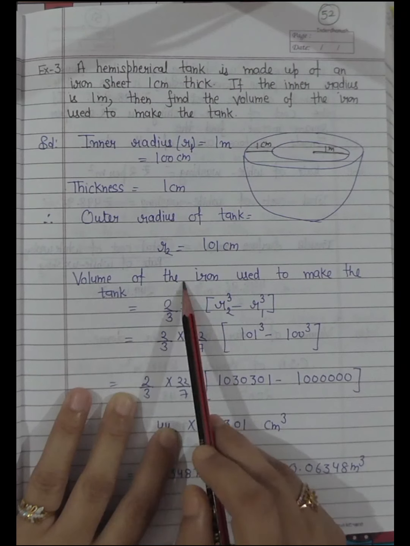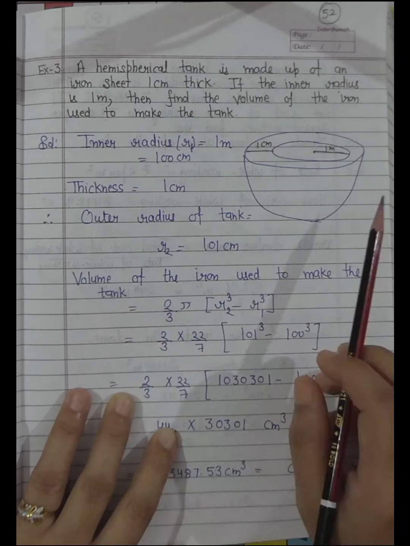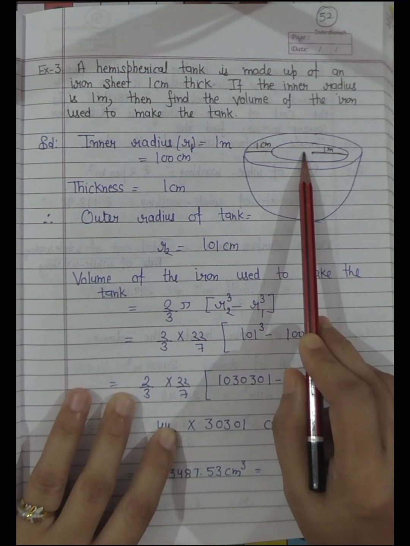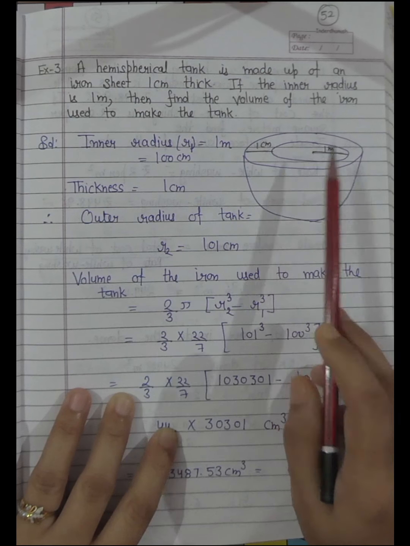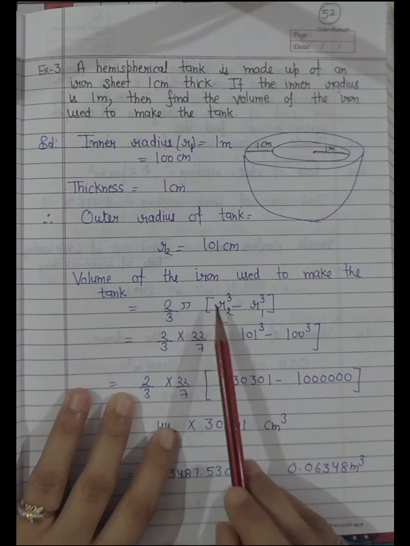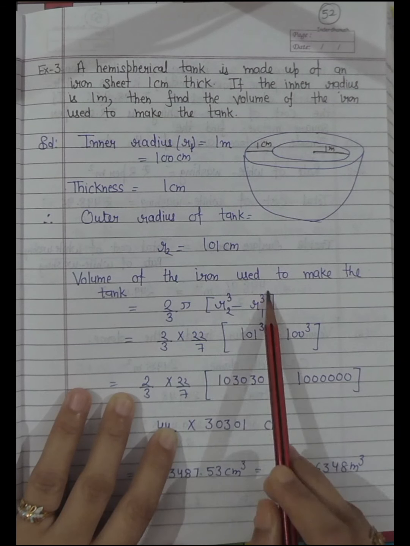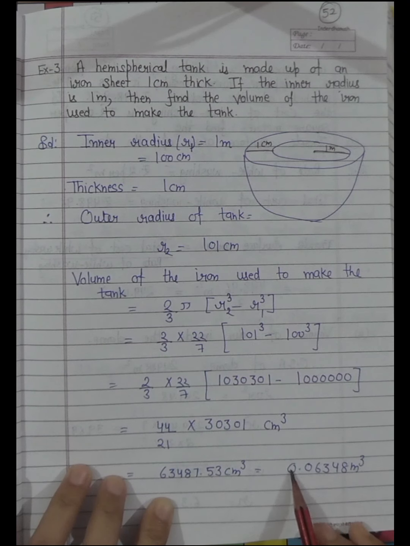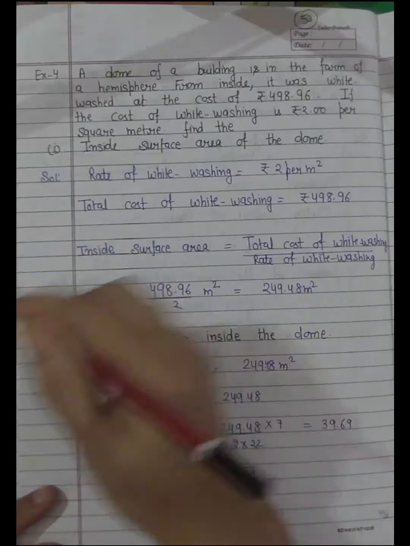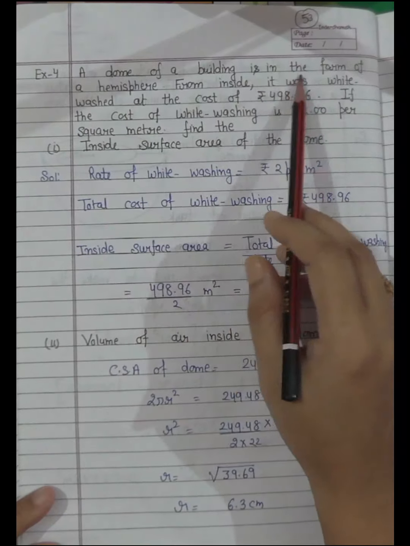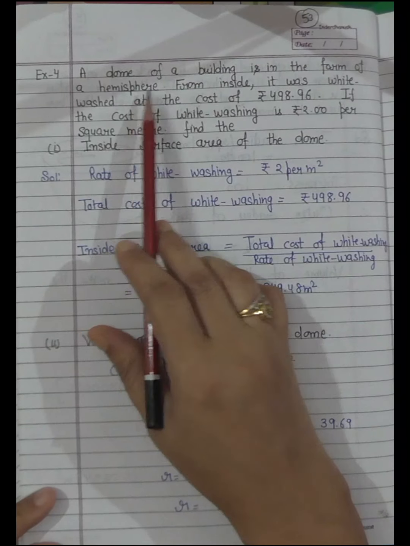Now the volume of the iron used to make the tank, because it is a hemispherical tank which is hollow, so its volume will be 2 by 3 pi in bracket r2 cube minus r1 cube. By putting all the values, we are getting 0.06348 meter cube.